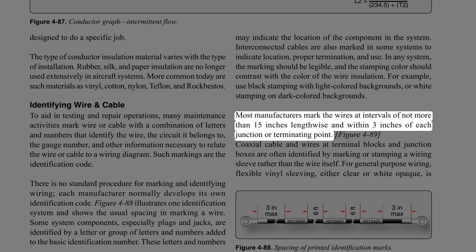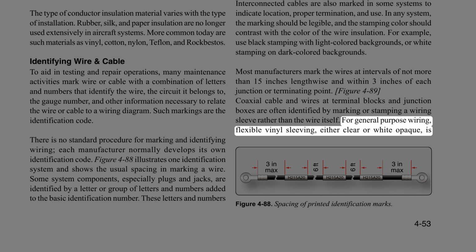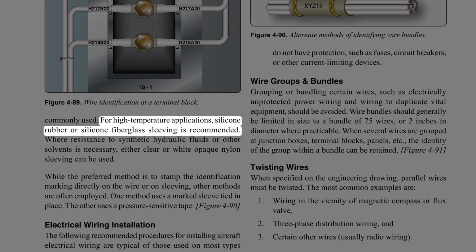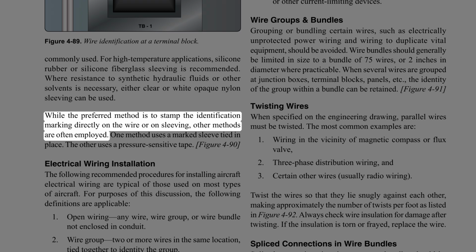Most manufacturers mark the wires at intervals of not more than 15 inches lengthwise and within 3 inches of each junction or terminating point. Coaxial cable and wires at terminal blocks and junction boxes are often identified by marking or stamping a wiring sleeve rather than the wire itself. For general-purpose wiring, flexible vinyl sleeving, either clear or white opaque, is commonly used. For high-temperature applications, silicone rubber or silicone fiberglass sleeving is recommended. Where resistance to synthetic hydraulic fluids or other solvents is necessary, either clear or white opaque nylon sleeving can be used. While the preferred method is to stamp the identification marking directly on the wire or on sleeving, other methods are often employed.